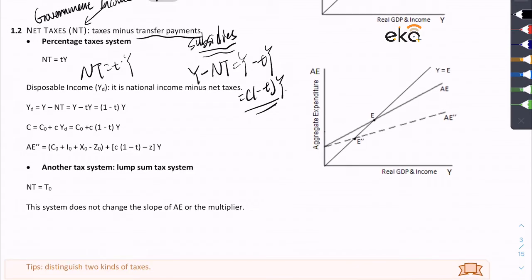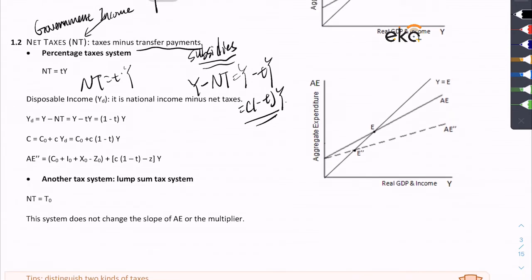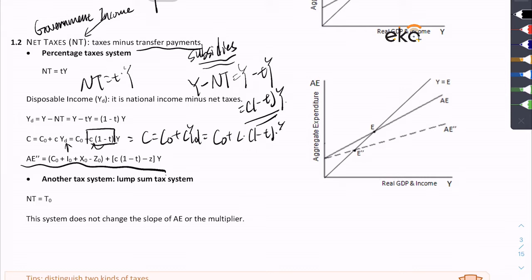Sorry again, we need to plug 1 minus T into the C because it is the disposable income. So it should be written as C equals C0 plus C times YD, which is C0 plus C times (1 minus T) times Y. Plugging into the whole formula, AE equals C times (1 minus T) minus Z, then times Y.